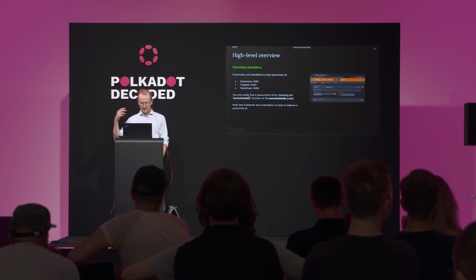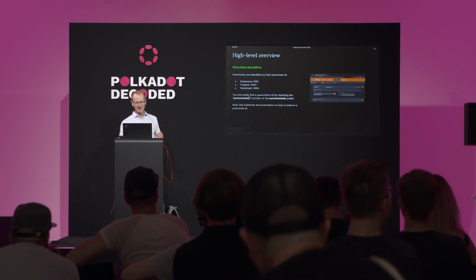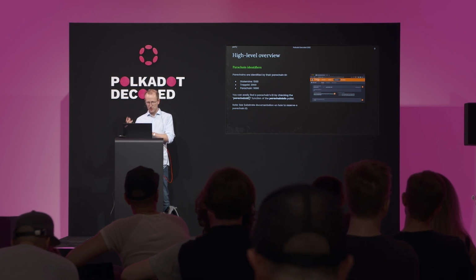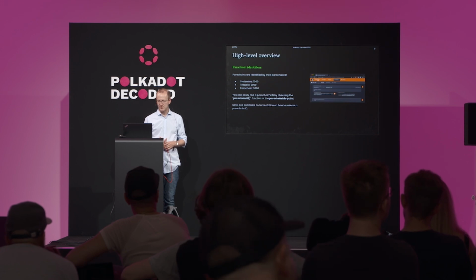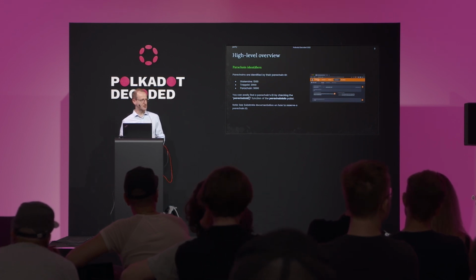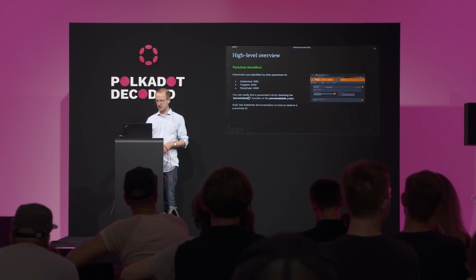A few more concepts and a bit of terminology before I jump to the demo, which is the interesting part of the presentation. If you don't know, parachains are identified by a unique identifier. So in the context of this demo, I have 3 parachains. There's StateMine with ID 1000, Trappist with ID 2000, and a blank parachain template with ID 3000.